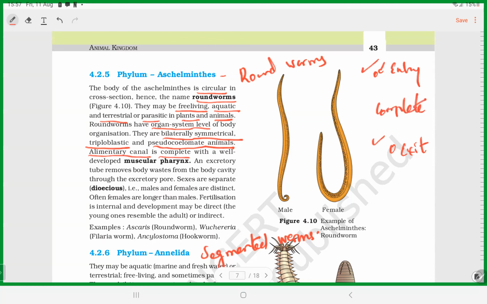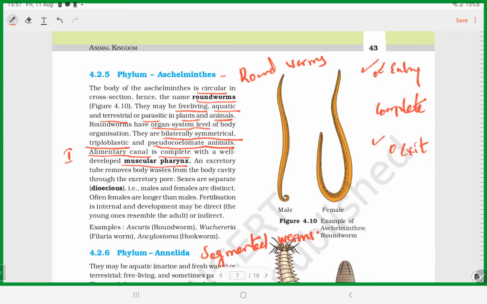Okay, the digestive system, or alimentary canal, is complete from mouth to anus. And that is made up of what? A well-developed muscular pharynx. Okay, and then the excretion. This is about the digestive system. So first, digestive system, since they show organ system level, and then second they are talking about the excretory system.